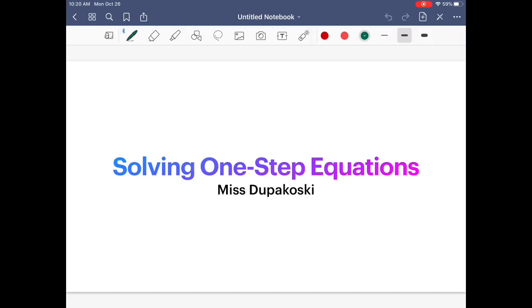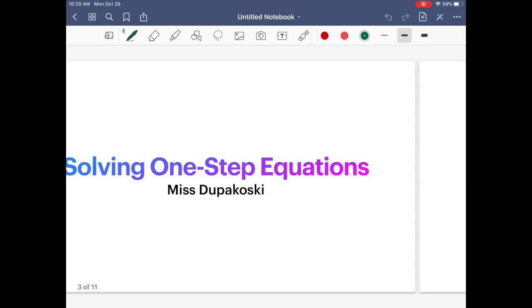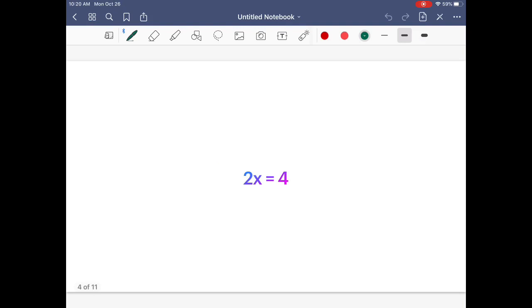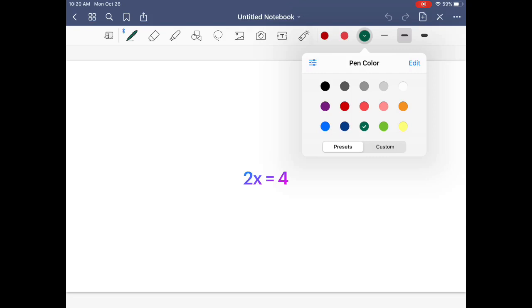Hey guys, this is Miss Doob, and today we are going to go over solving one-step equations. You have already done this before, so this is going to be a lot of review for you. But the first thing we're going to do is go over the vocabulary.